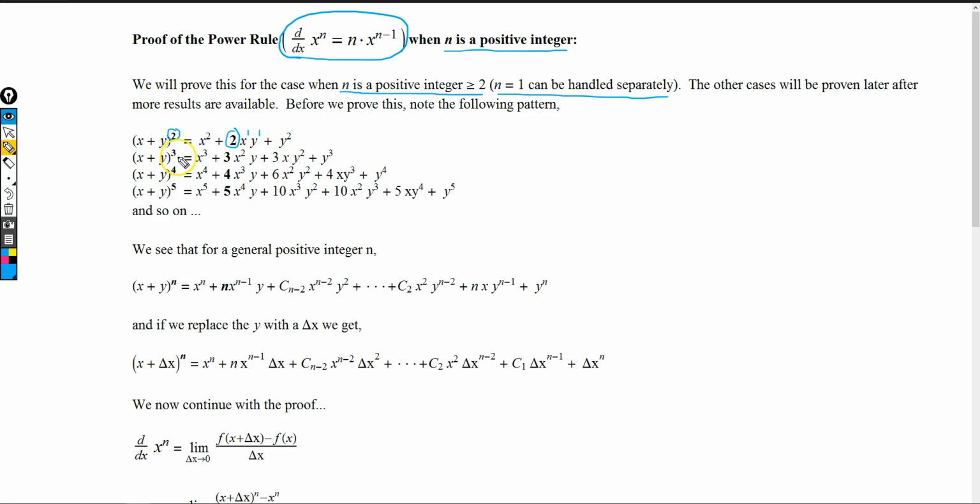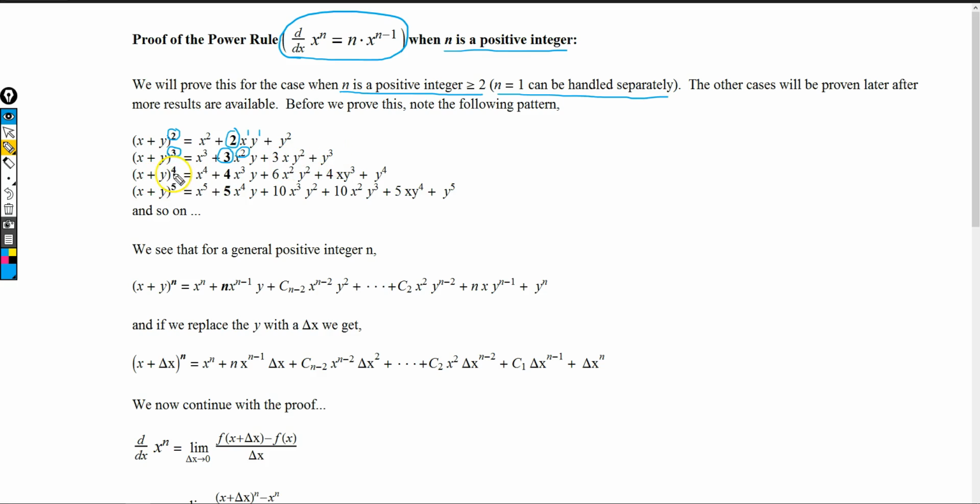Now if we look at x plus y cubed, you will get x cubed plus 3x squared y plus 3xy squared plus y cubed. Notice also how this 3 right here matches with the exponent right there. And notice also that you have an x to the 2 power here. That 2 is 3 minus 1. And then you have powers of y out here.